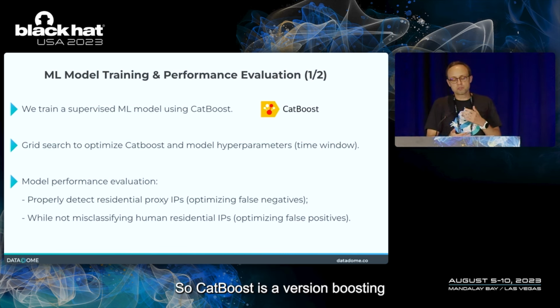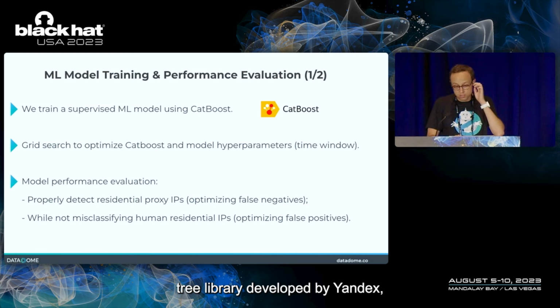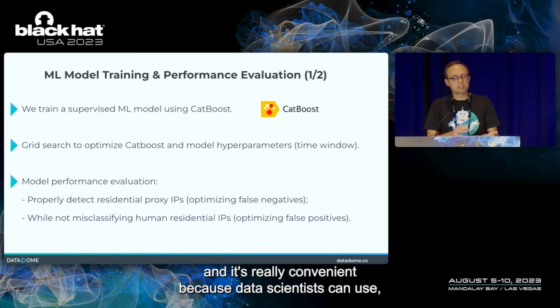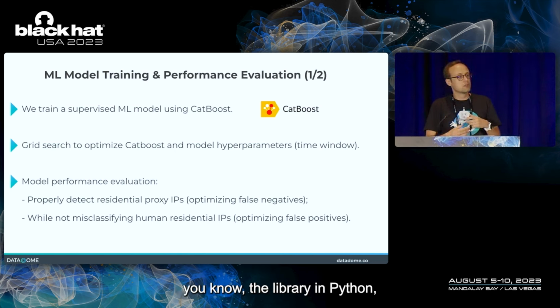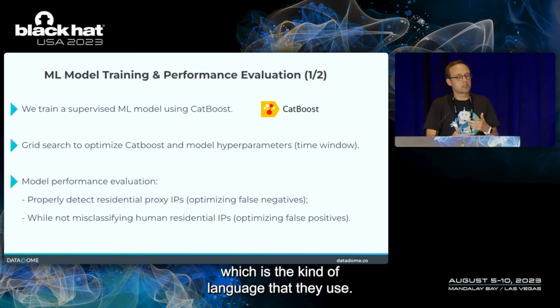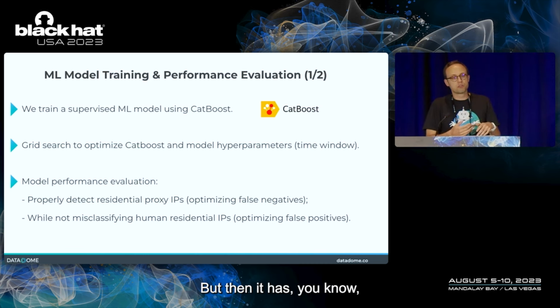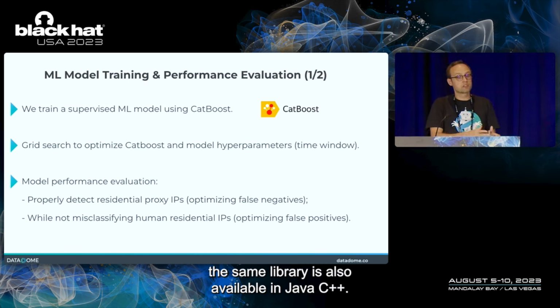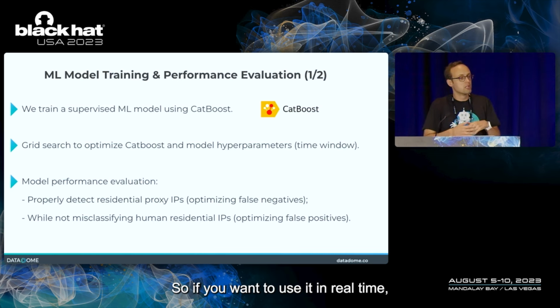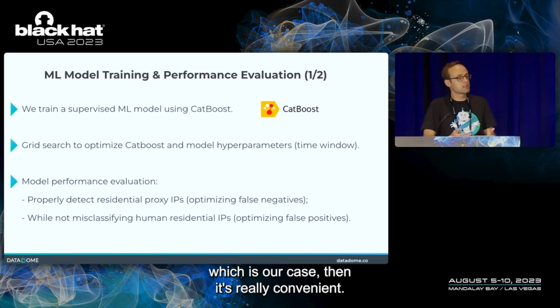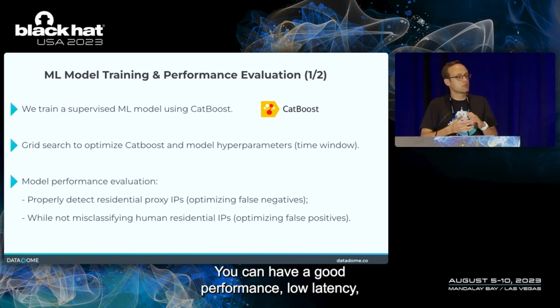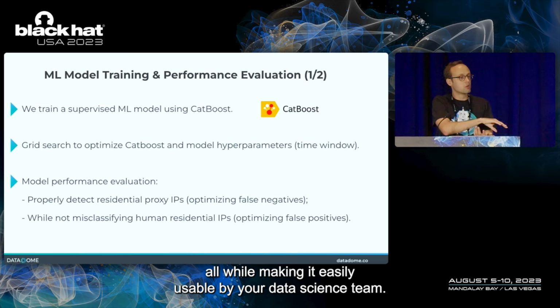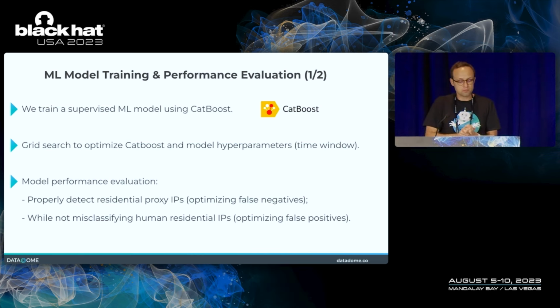CatBoost is a gradient boosting tree library developed by Yandex, and it's really convenient because data scientists can use the library in Python, which is the kind of language that they use. So it's really convenient for them to train the model. But the same library is also available in Java and C++. So if you want to use it in real time, which is our case, it's really convenient. You can have good performance and low latency, all while making it easily usable by your data science team.